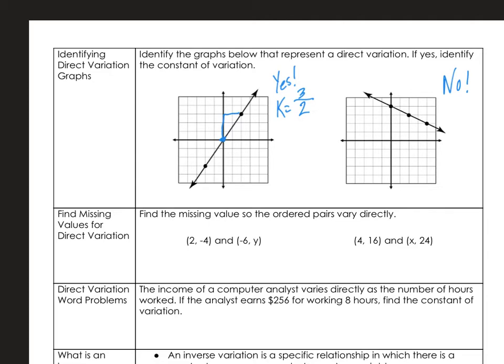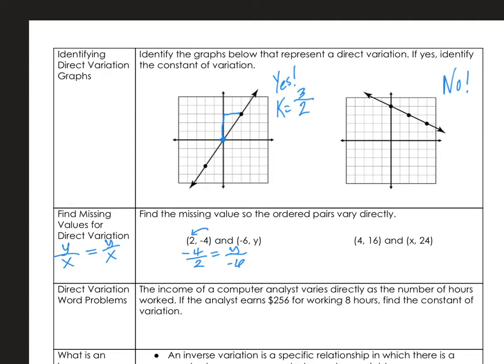Okay, in this next one, we are going to find the missing values of the ordered pairs. So we know that direct variation is y over x, and these are saying that they vary directly. So with our ordered pairs, we can say y over x equals y over x. So that's what we're going to do. So we have negative 4 as our y, and we have 2 as our x, and then we have y as our y, and negative 6 as our x. We're going to set these equal to one another.